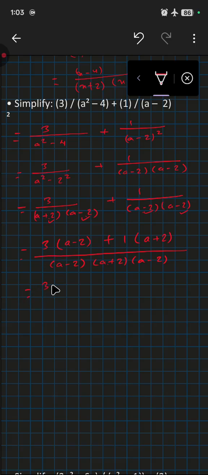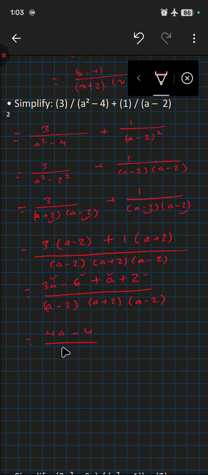3 into a gives us 3a and 3 2s are 6. Similarly, 1 will multiply to both. The result is going to be the same, whole upon a minus 2, a plus 2, a minus 2. Now moving ahead, like terms 3a and a give us 4a, both are plus, and minus 6 and plus 2 will give us minus 4.